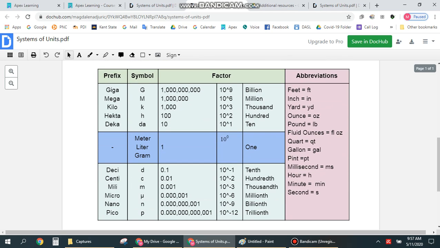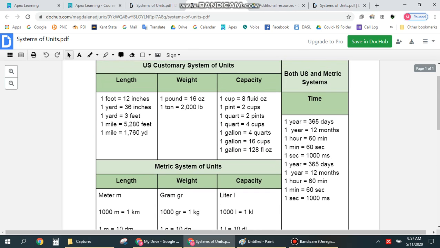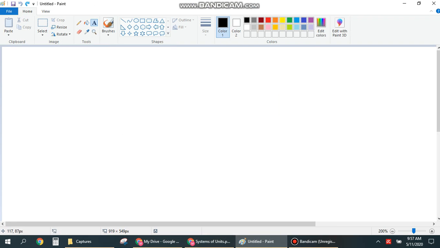You also have abbreviations here, and the only thing that is the same in both the US customary system and the metric system of units is time. So no matter where you go, we all measure time in seconds, minutes, hours, days, years, and so on. So that's pretty simple. So what I'm going to do when I want to convert, let's say, 4.5 hours into minutes.